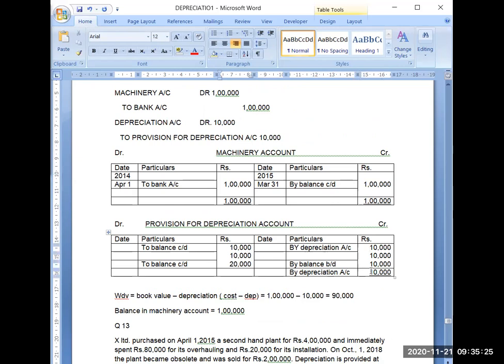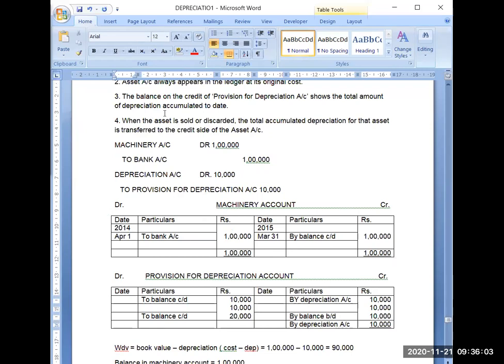Then it will accumulate. Next year the opening balance will be added with the depreciation of that second year. So now 20,000 will be the balance of this account. So 20,000 means that from April 1, 2014 to 31st March 2016, in these 2 years, the total depreciation of 20,000 has been charged on this machinery. And now after 2 years, the written down value will become 80,000. Am I clear? Is this point clear now?